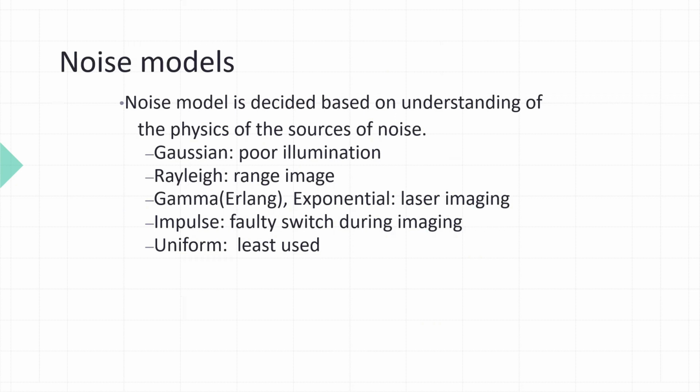If it is gamma type of noise or exponential type of noise, it is more involved in laser type of imaging. When it comes to impulse noise, it may give rise to a faulty switch. Faulty switch means if it is 0, it gives 1. If it is 1, it gives 0. Like that, the bit values, the binary values of the image change. Similarly, uniform noise is considered the least used among them. And Gaussian is the most prevalent noise model we have in image processing and the image restoration process.